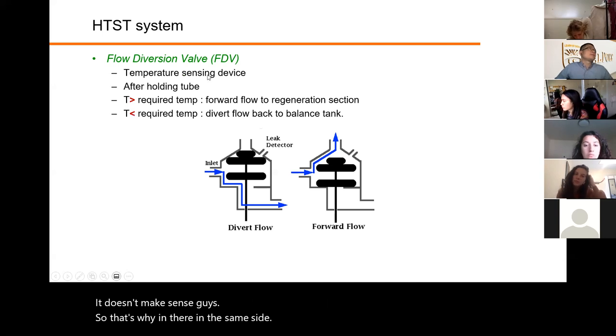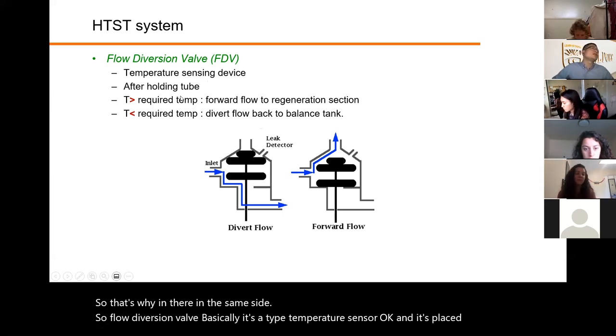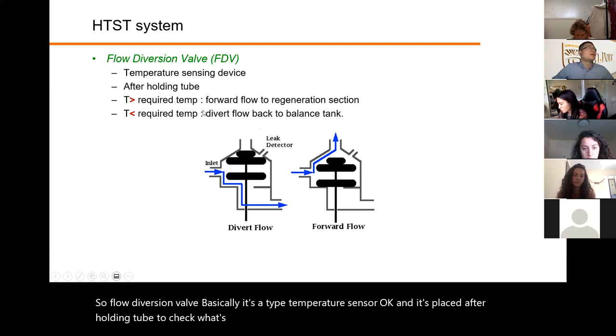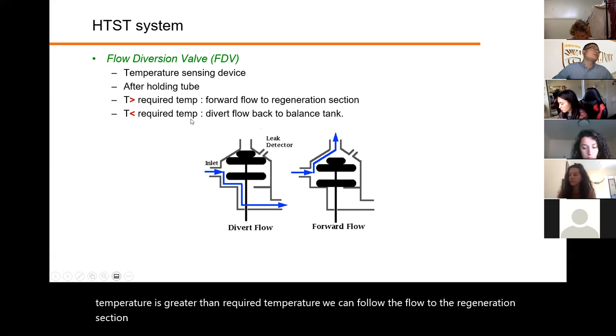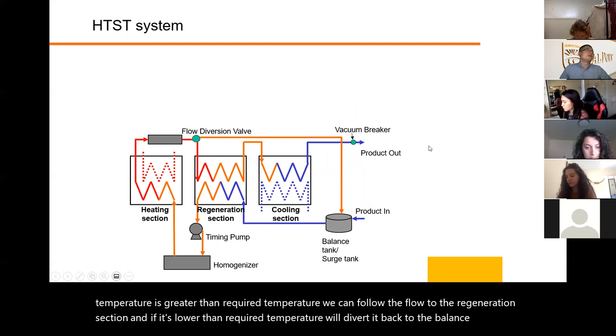Okay, so the flow diversion valve is basically a type of temperature sensor, okay? It's placed after the holding tube to check the temperature after the pasteurization process. When the temperature is greater than the required temperature, we can allow the flow to go to the regeneration section. And if it's lower than the required temperature, we'll divert it back to the balance tank, okay?